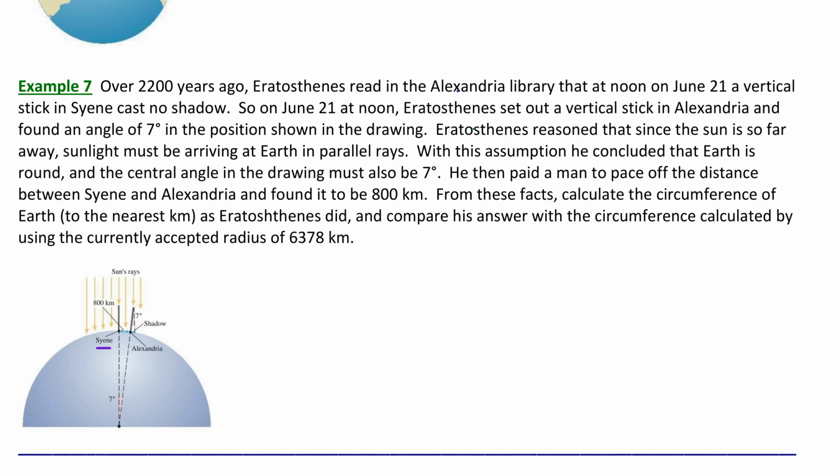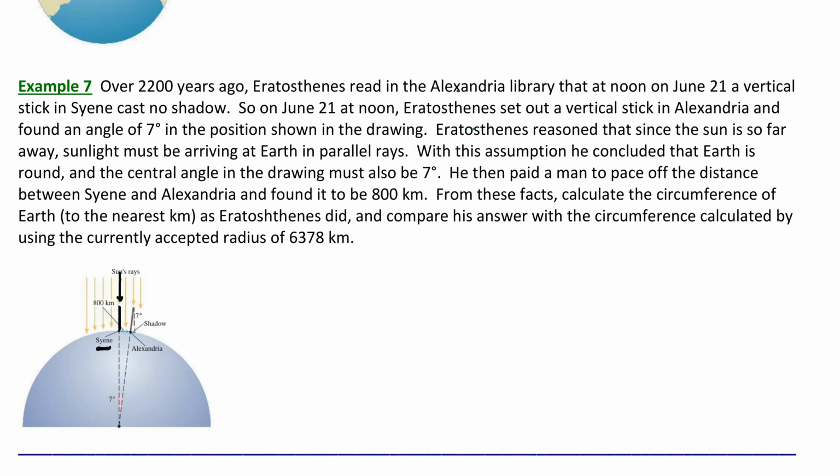Example 7. Over 2,200 years ago, Eratosthenes read in the Alexandria Library that at noon on June 21st, a vertical stick in Syene cast no shadow. So looking at the diagram here, we've got Syene right here. The vertical stick, when it's exactly 12 noon, does not cast a shadow because the sun is directly overhead.